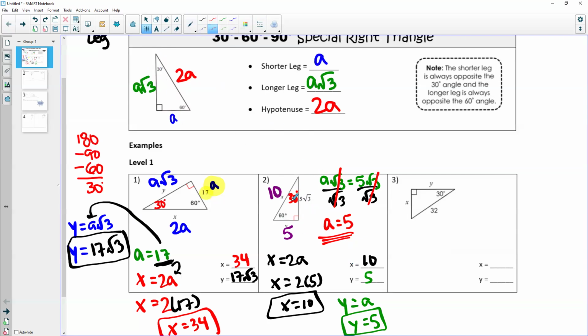Across the 30 is a. Here, across the 30, our a is 5. So the hypotenuse is going to be double that amount, 2 times that amount, which is 10. And we see that here. And the side that is across the 60 degrees, our a square root of 3 side, is going to be just however long this shorter leg is multiplied by the square root of 3. So this side here is our side across the 60. It's going to be that shorter leg amount 5 multiplied by the square root of 3. So that pattern is present here.